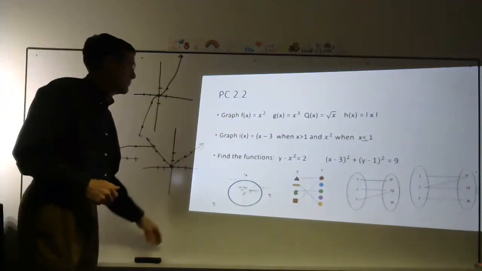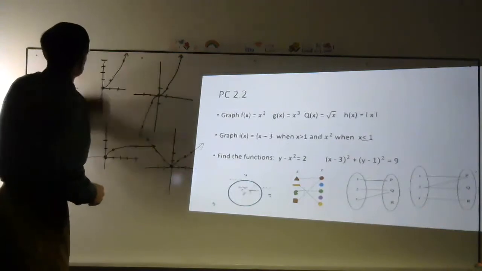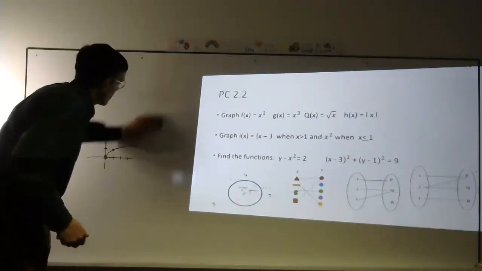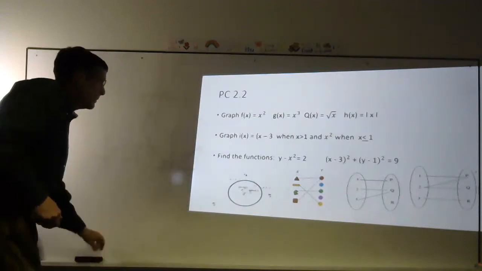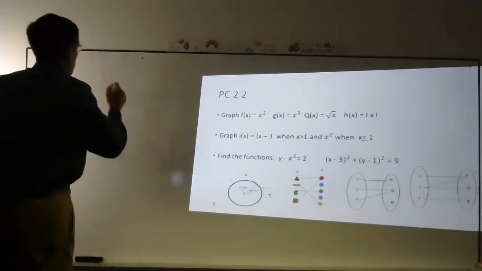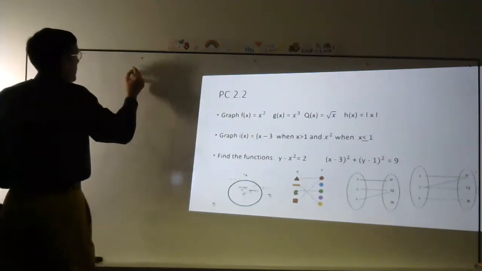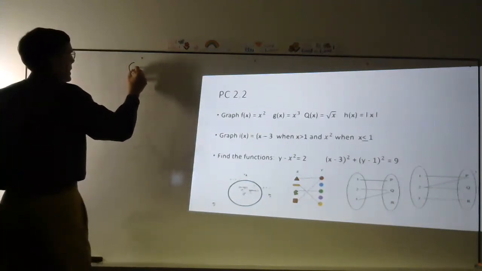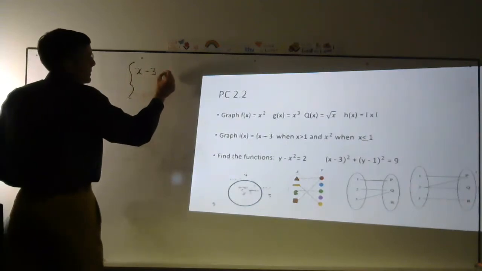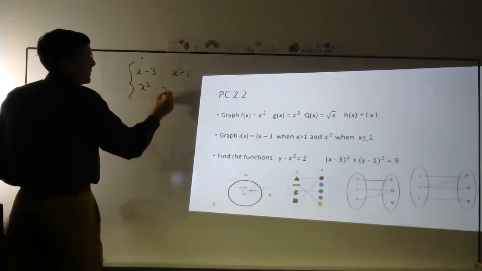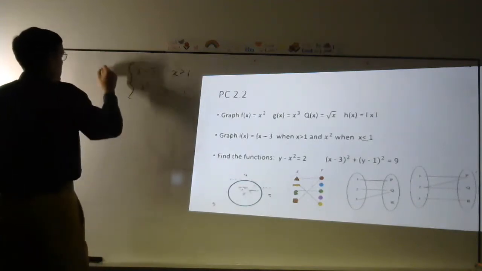Okay, let's do another split function. Another split function. This is the function. It's equal to x minus 3, and most of the time we write it up and down. X minus 3 when x is greater than 1, and x squared when x is less than or equal to 1. Sketch it.